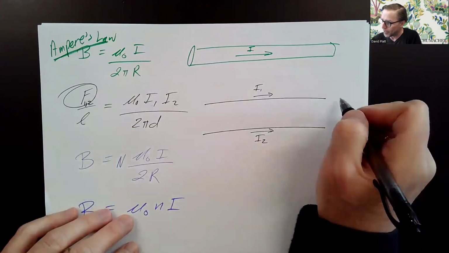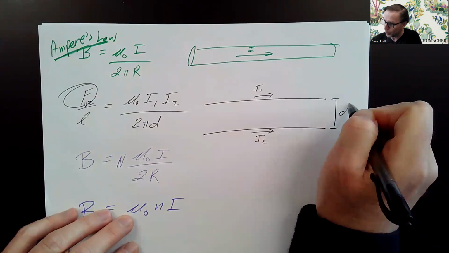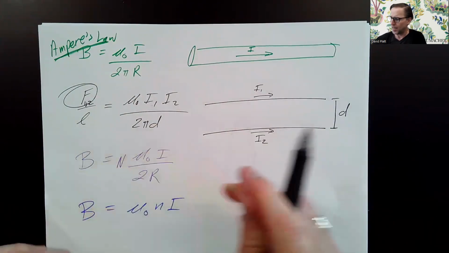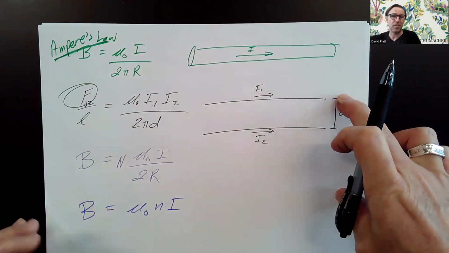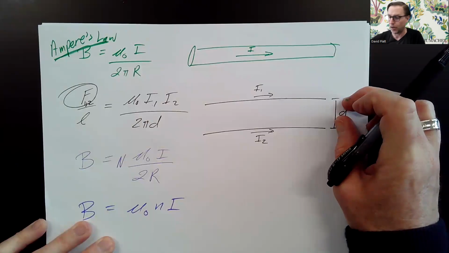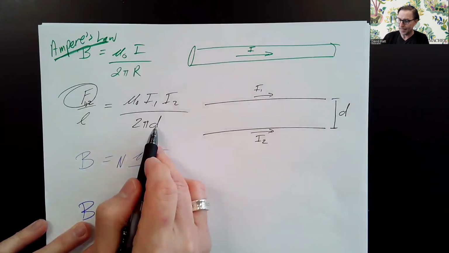D represents the separation between the wires. And it makes sense that D is in the denominator, right? If they're farther apart from each other, they're not going to push as hard. If they're closer together, they're probably going to push each other harder. So that's why there is a D there.